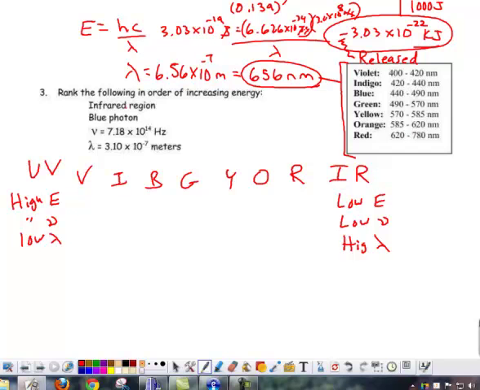So we have to rank these in terms of increasing energy. The higher energy ones are to the left the way I wrote it. You may have written it in the opposite direction, but just so you know, the high energy is the ultraviolet. Remember, infrared is low energy.